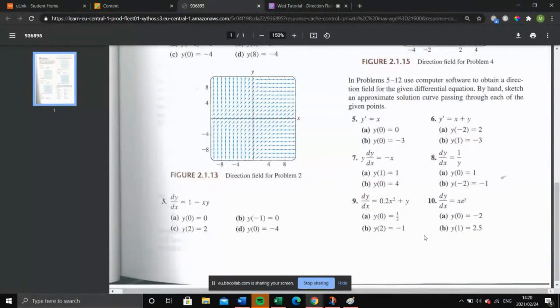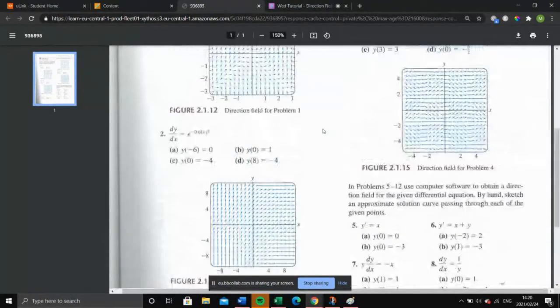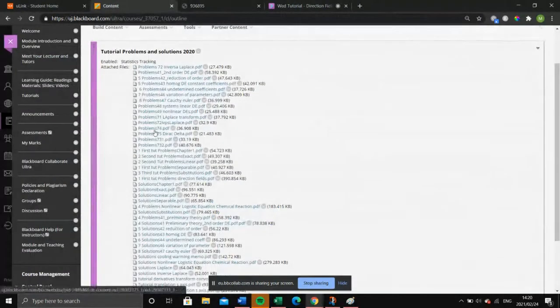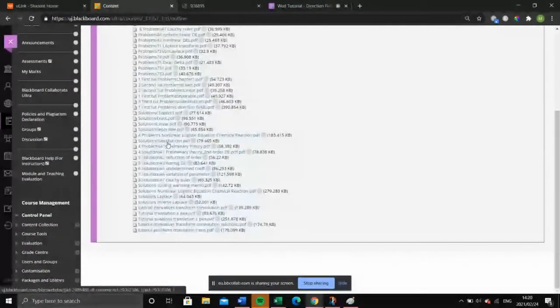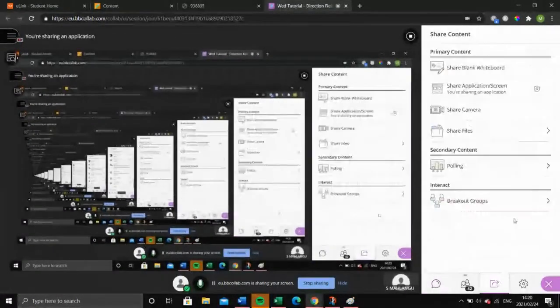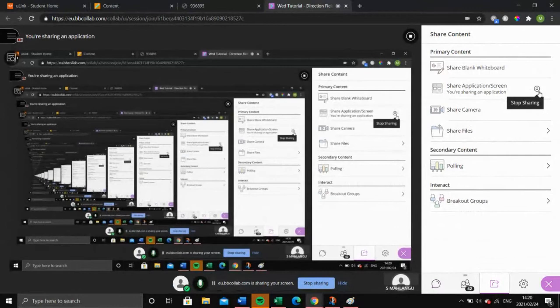Yes, so that is that. In terms of an example of what you could be asked to do, I'm quickly going to stop sharing my screen while I go find an example.